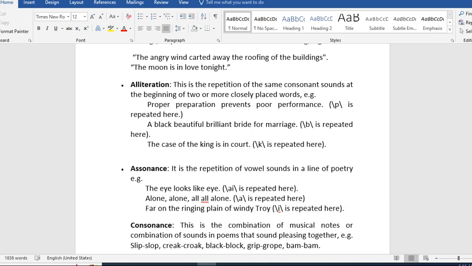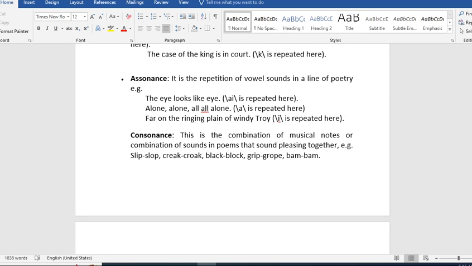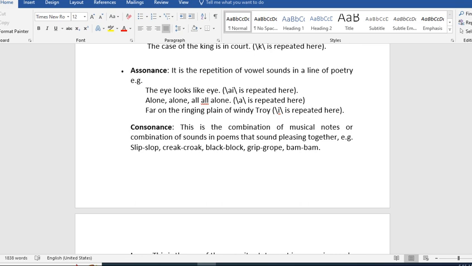The next one is assonance. Assonance is just like the opposite of alliteration. It is a repetition of vowel sounds in a line of poetry. We have examples here. The high, low, slight, high. So the high sound is repeated there. Alone, alone, all, alone. We have repetition of A. Far on the ringing plain of windy Troy. We have repetition of E.